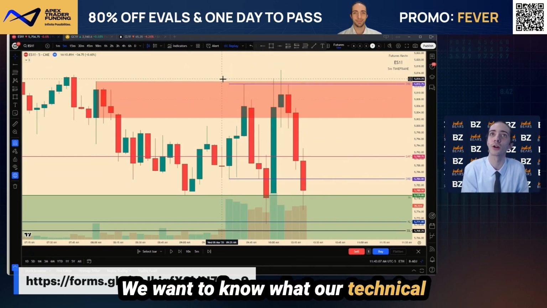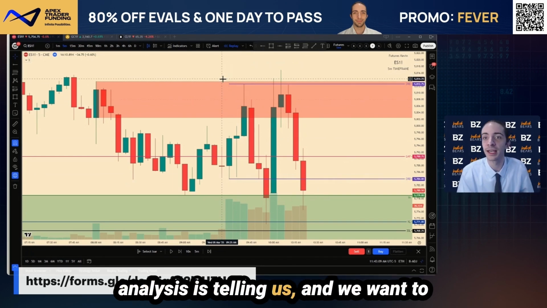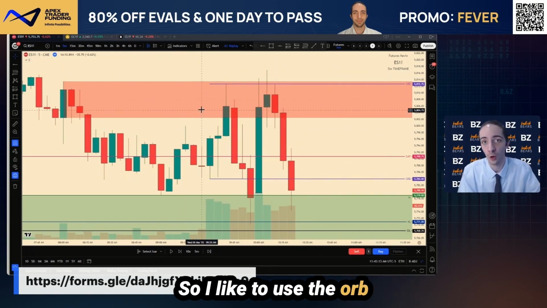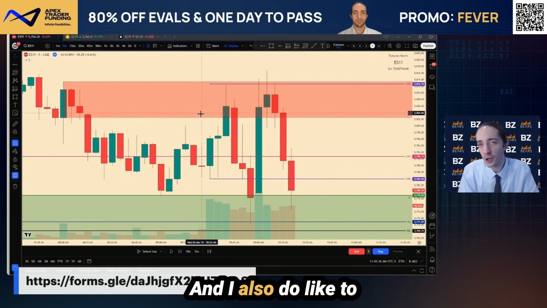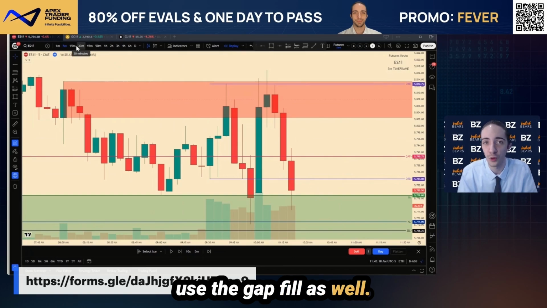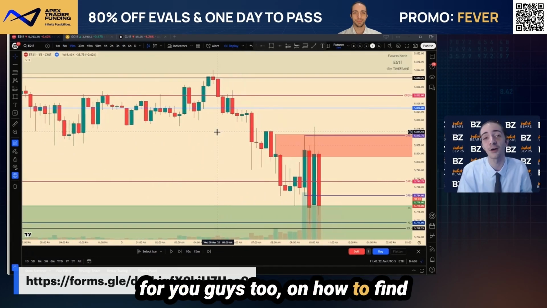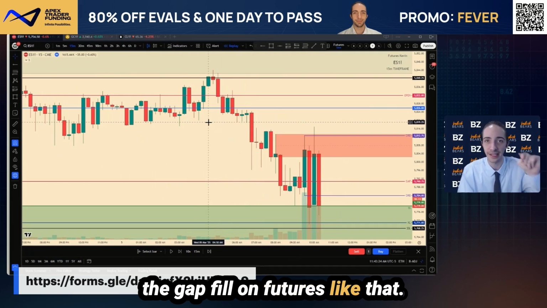We want to know what our technical analysis is telling us, and we want to be able to follow our trading strategy. So I like to use the ORB and supply and demand, and I also do like to use the gap fill as well. But if we looked at the gap fill today, and here's a quick trick for you guys too on how to find the gap fill on futures like that.